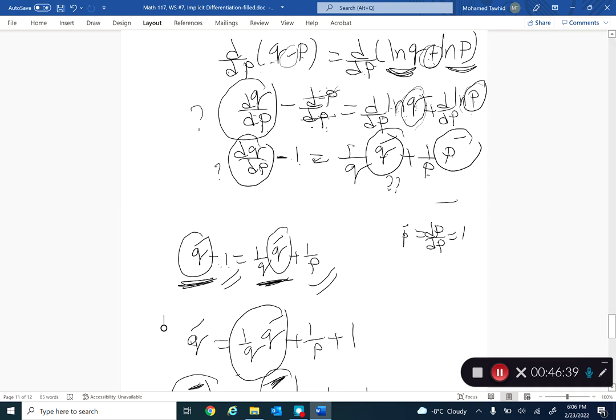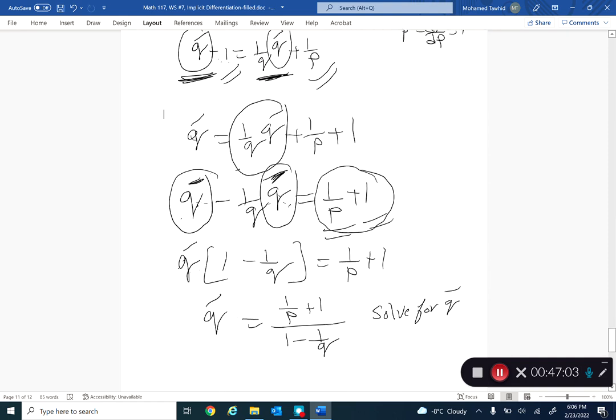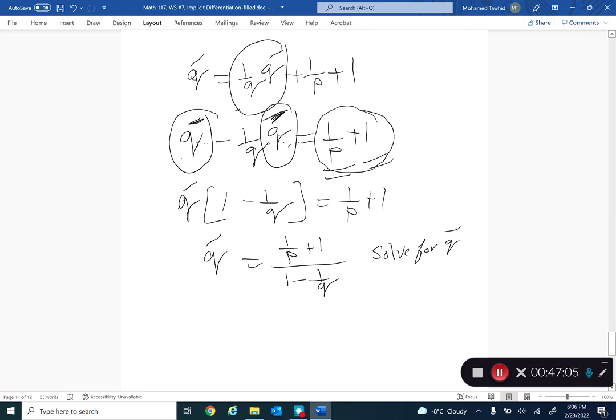Then I collect all q prime in one side. Any term that does not have q prime I put on the other side. So I put all the terms that have no q prime on the right hand side, and all the terms that have q prime on the left hand side. Then I factor out q prime. After I factor out q prime, I have to solve for q prime. Then you are done. Okay, guys?